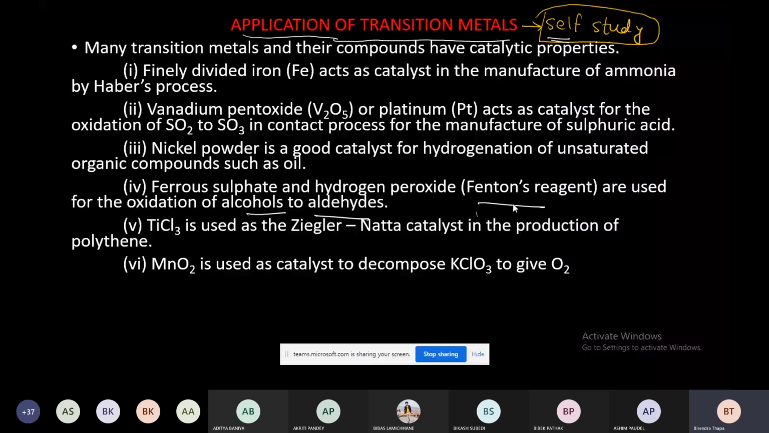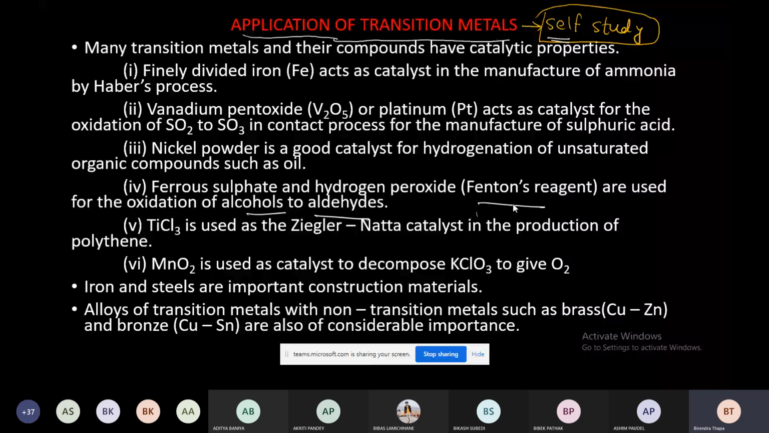Similarly, iron and steels are important construction materials. You know it better. Alloys of transition metals with non-transition metals such as brass, Cu and Zn, and bronze, Cu and Sn, are also of considerable importance. KMnO4 is used as disinfectant and oxidizing agent in volumetric analysis, and is used for the estimation of ferrous salts.